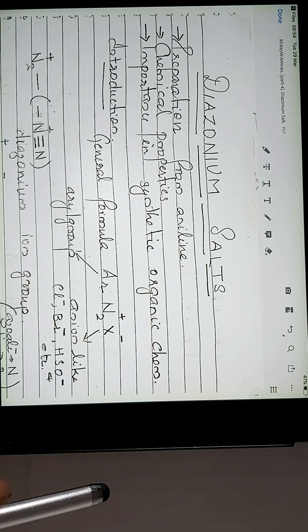The word may be familiar for you when we were discussing the chemical reaction of aromatic amines, which is commonly named as aniline. We have already come through this diazonium salt. Here we will be discussing some details related to diazonium salts as a compound.